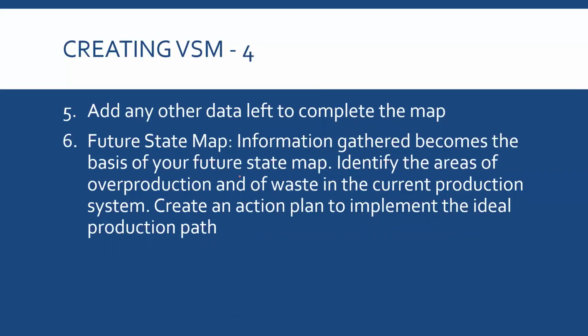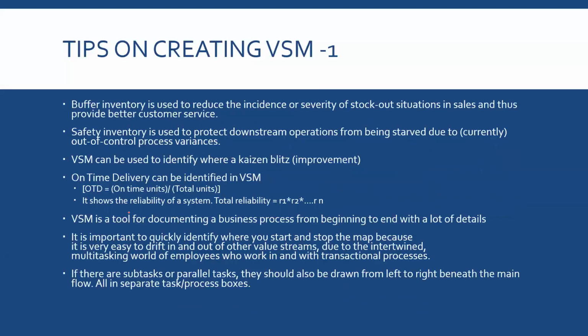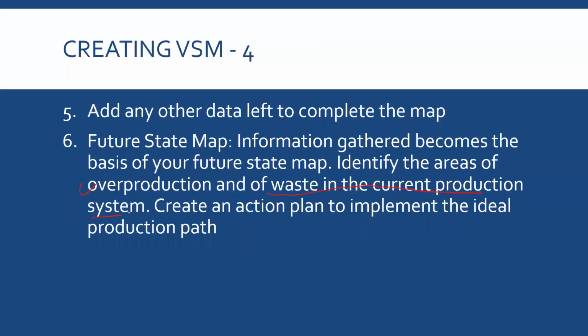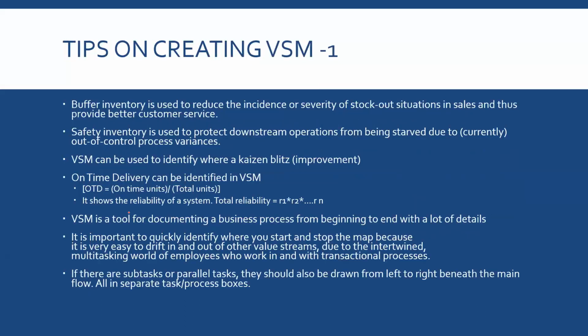Identify the areas of overproduction. If there is an area of overproduction, you have to identify it. If there is any waste in the current production system, you have to identify it and create an action plan to implement the ideal production path. So these are some of the tips that we could use to create the value stream maps.